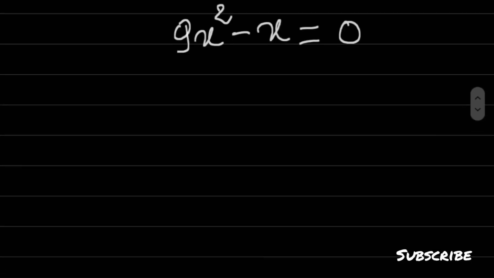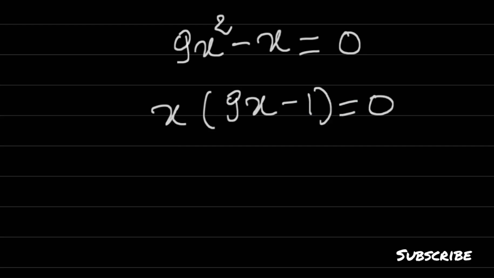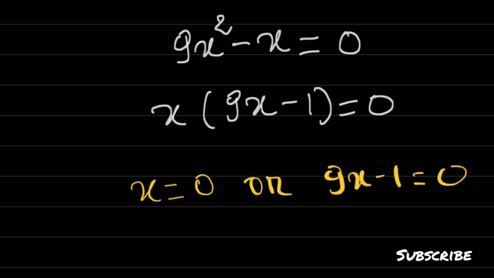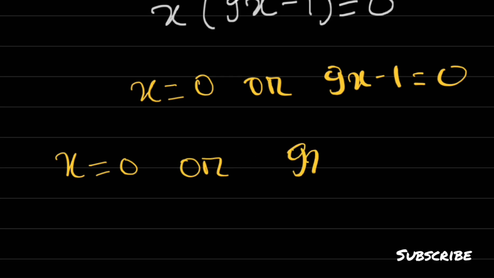Now we're going to factor this expression by x, that is x times (9x minus 1) equals 0. This means that x is equal to 0, or 9x minus 1 is equal to 0. So we have here x is equal to 0, or 9x is equal to 1, that is x will be equal to 1 divided by 9.